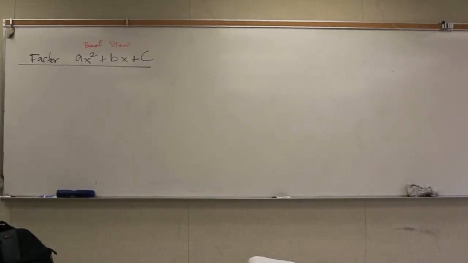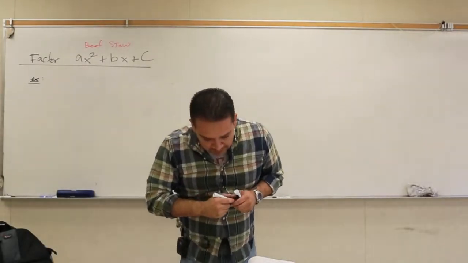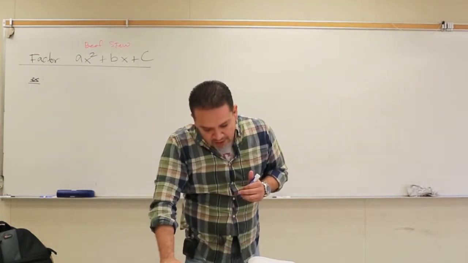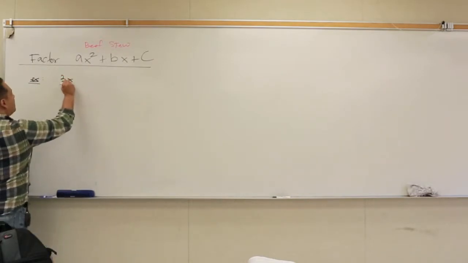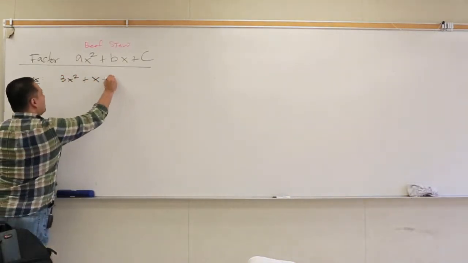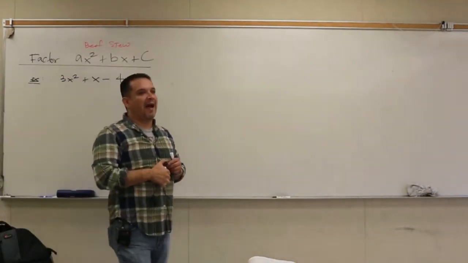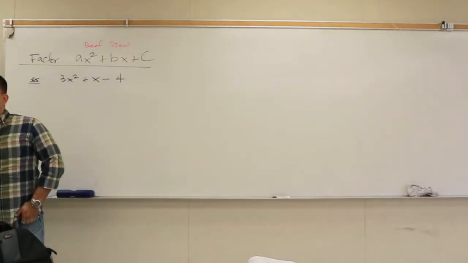Okay, what we're going to talk about today is your procedure for factoring things that look like this. For example, let's give you guys an example: 3x squared plus x minus 4. I believe in some ways it's your last factoring recipe.